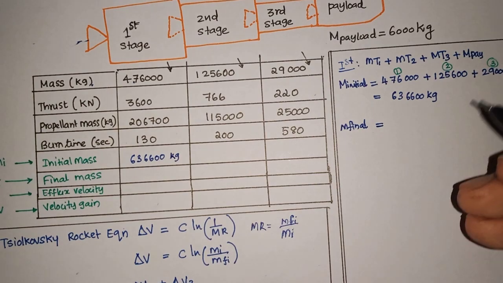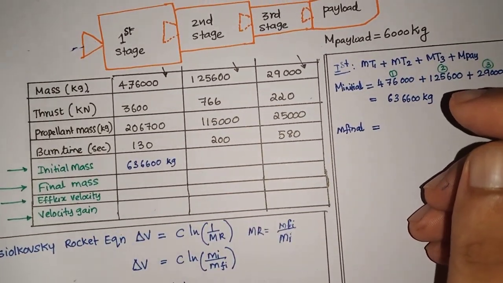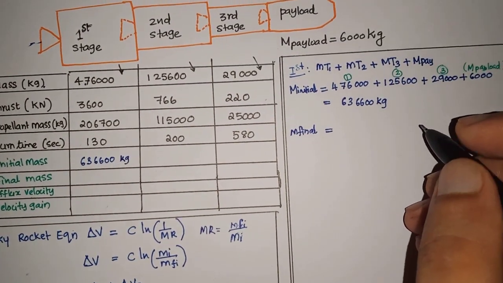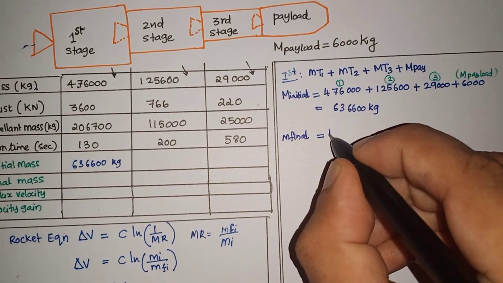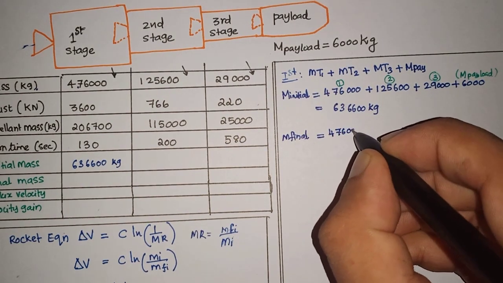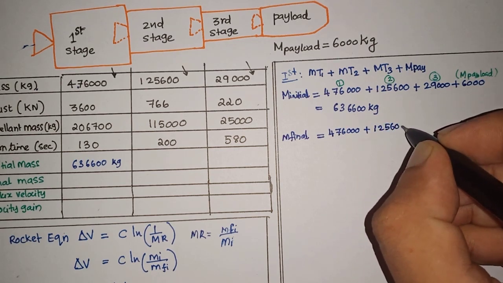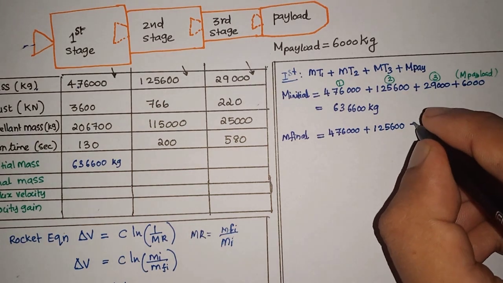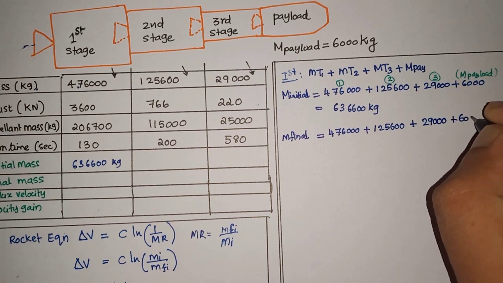The final mass is going to be, your stage's mass will remain the same. The only thing that will happen is the propellant consumption in the first stage, so that you need to deduct. So what is going to be the final mass here? You do the same stuff, 476,000. At the beginner level you start writing everything, and once you progress you can do it accordingly. So 29,000 we have and 6,000.